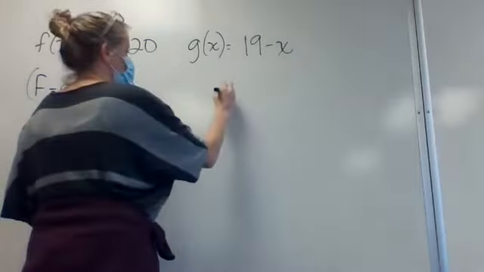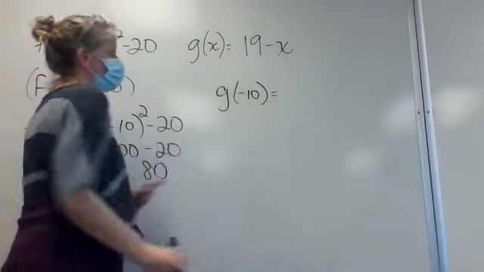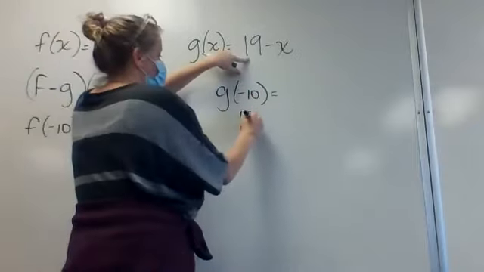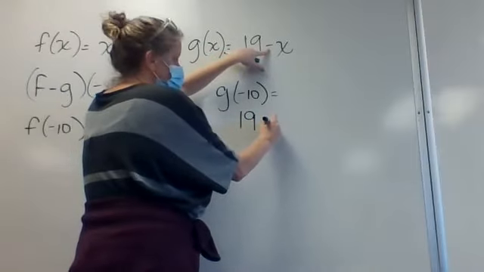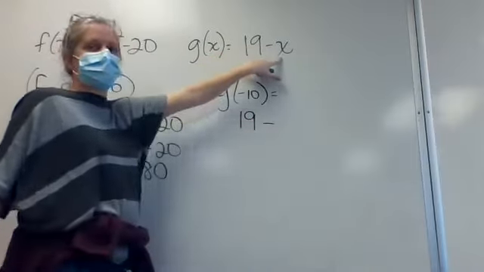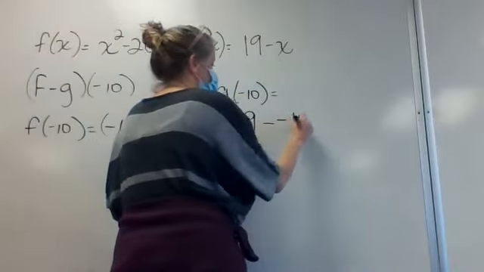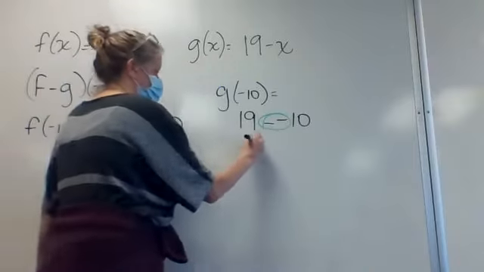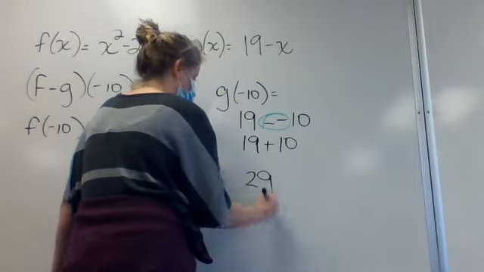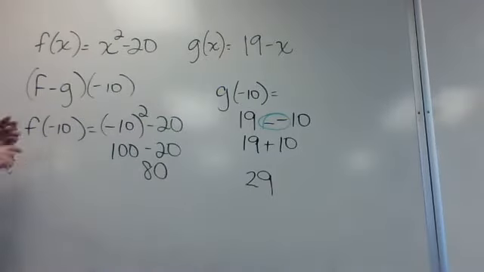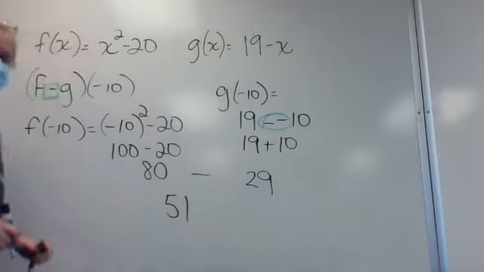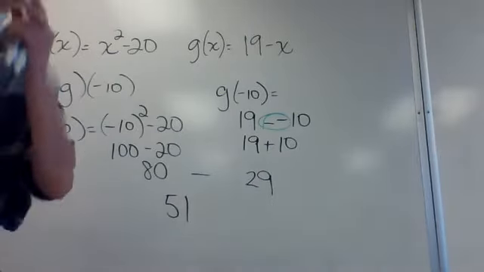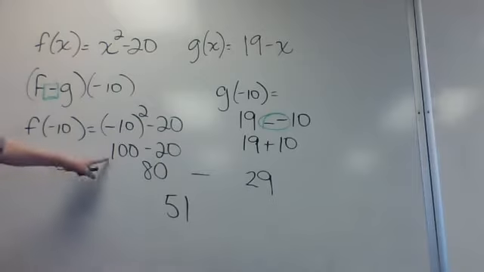G of negative 10. Be careful here with your signs. 19, then minus. Then what are you subtracting? What are you putting in place of this x? Negative 10. So what does this actually mean you're ending up doing? Adding. So 19 plus 10, which gives me 29. And what does it want me to do with those numbers? Subtract them. So 80 minus 29 gives me 51, from the f of negative 10.